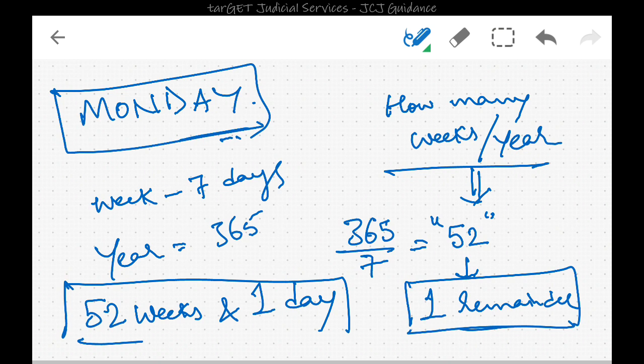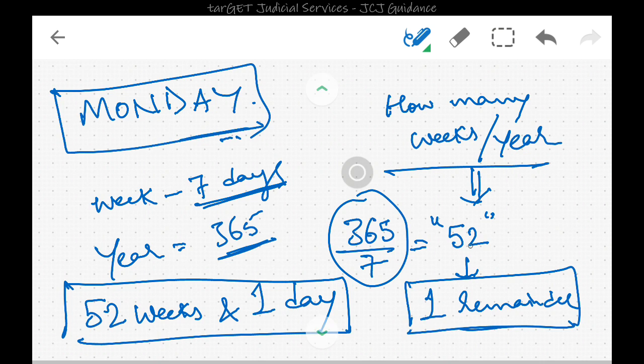How did we get this? Because every normal year has 365 days and every week has 7 days. We are dividing 365 by 7 to get 52, which is the number of weeks in a year, and after 52 weeks there will be one additional day, which will be the remainder for every year. So I will end this lecture here. We will go to the next concept in the next lecture.